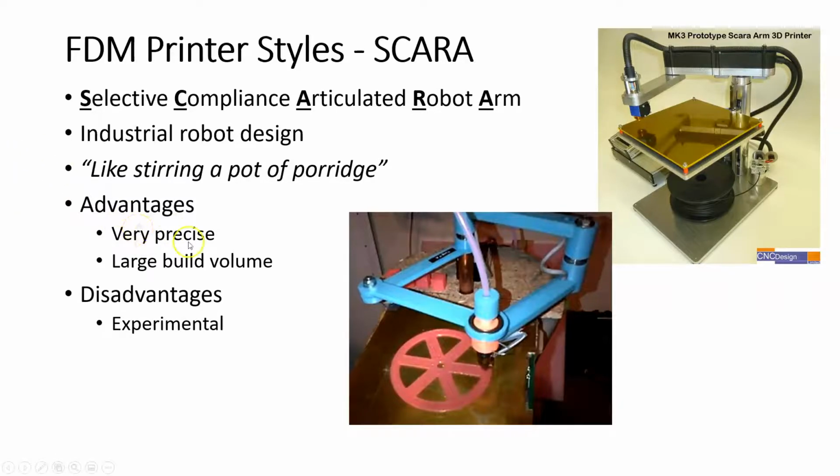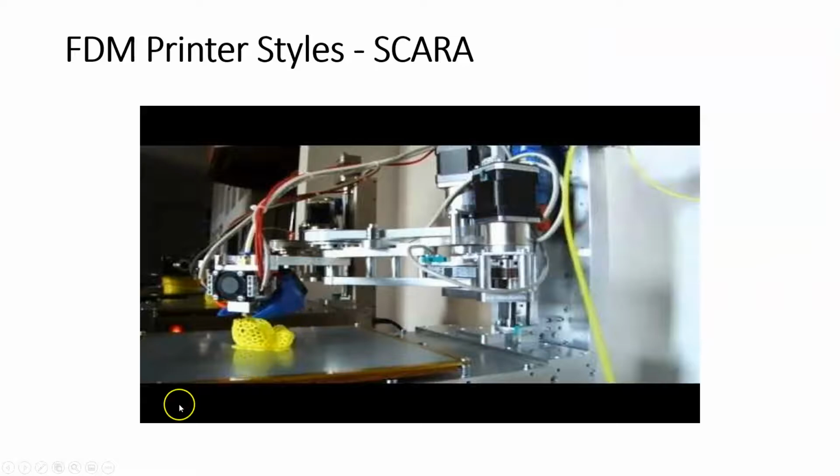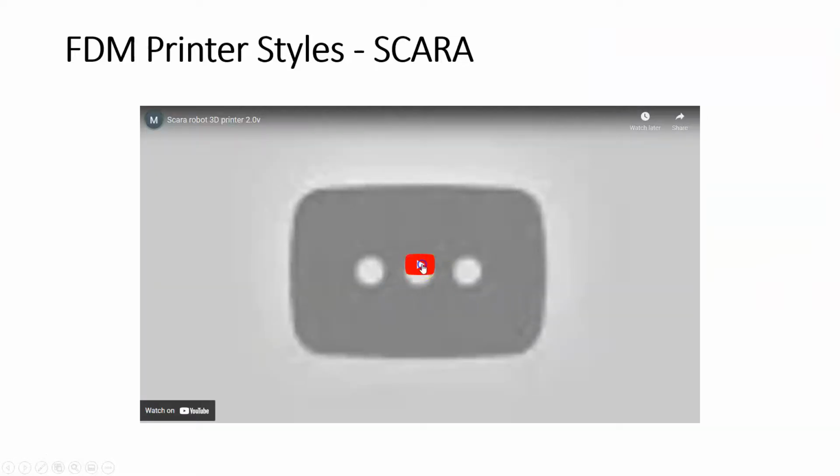The advantages here, it's very precise, because we're controlling the printer mass, especially in configurations where we have this double SCARA arm, and very large build volumes. Disadvantages is it's experimental. So I don't know whether you'd ever see one of these that you could purchase. Let's look at a video to see how these work.